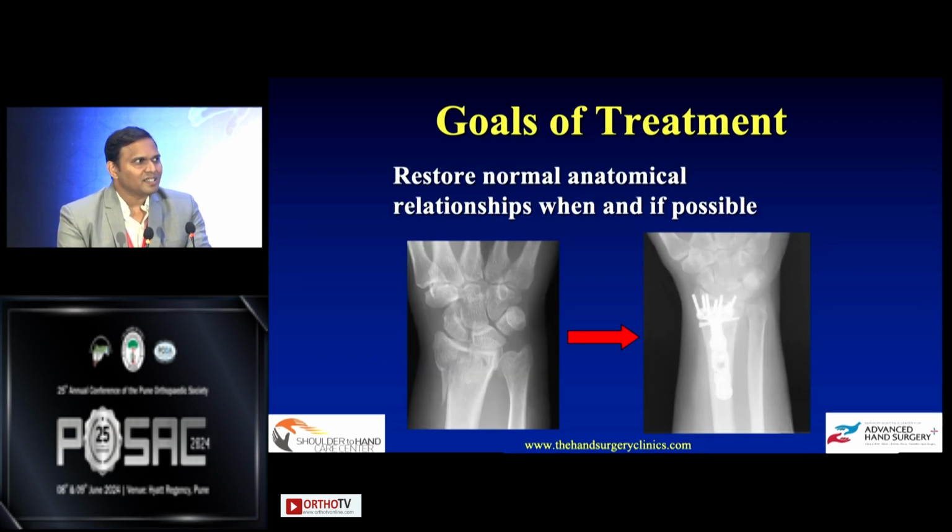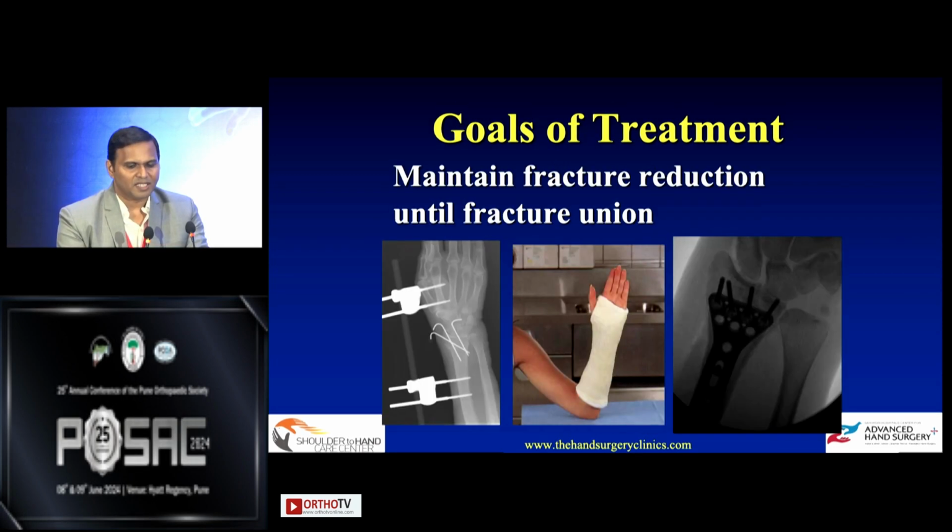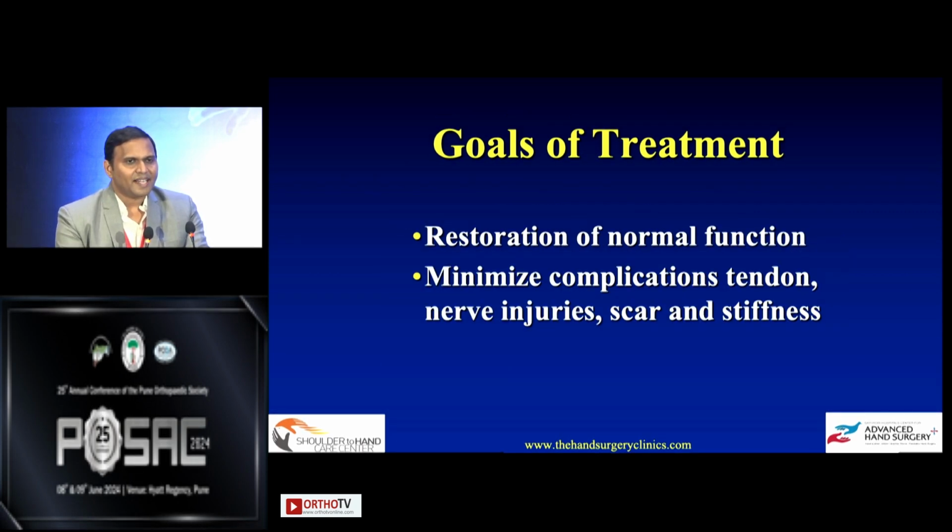Whatever treatment modality we use, the goals of distal radius fracture management are to restore the normal anatomical relationship as and when possible, and to maintain this fracture reduction until the fracture unites and consolidates, so that the patient enjoys restoration of normal function and good range of motion, with minimal complications of tendon and nerve injuries, scar, and stiffness.